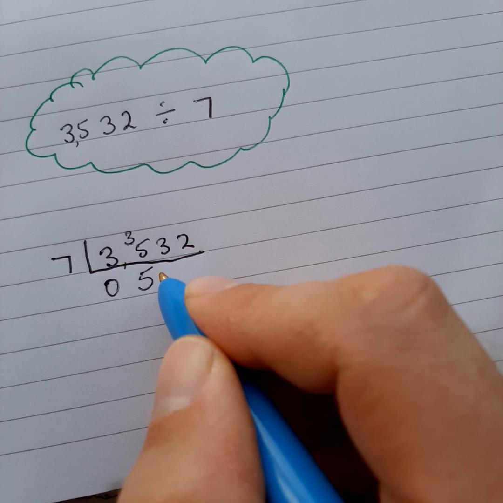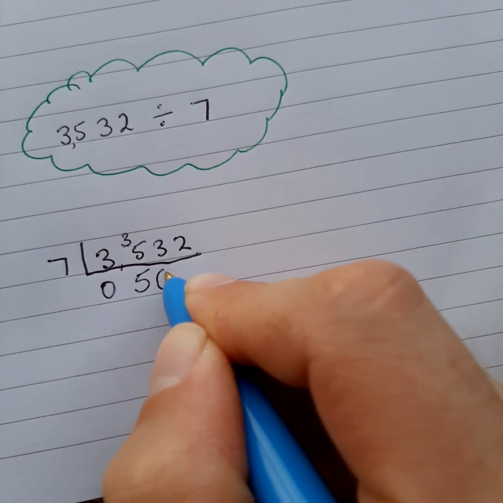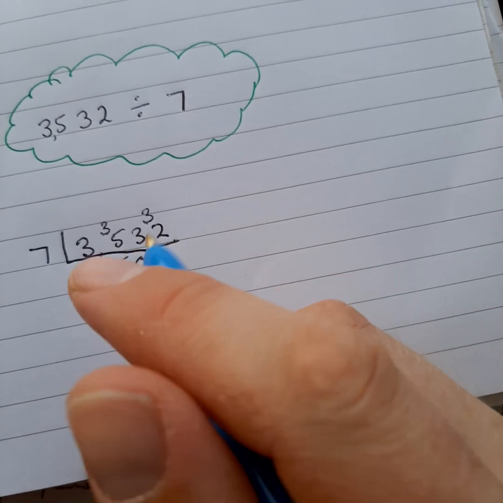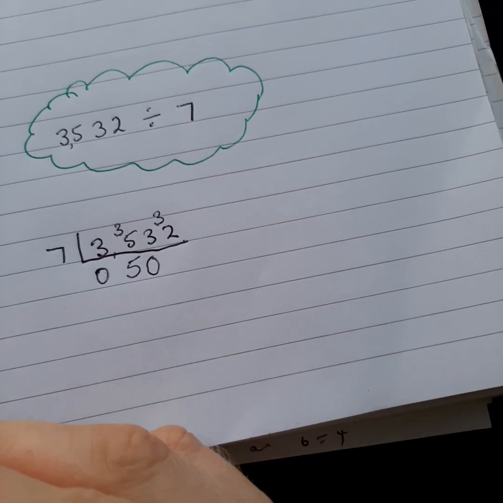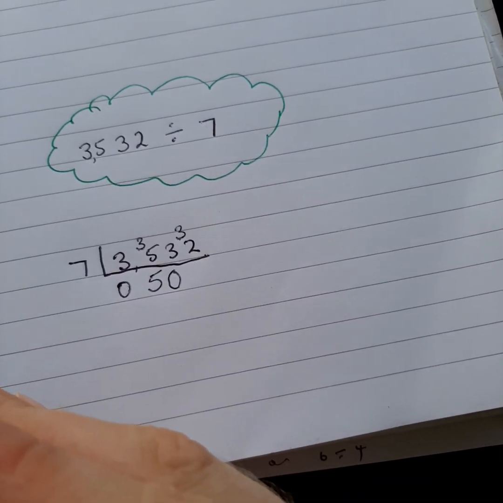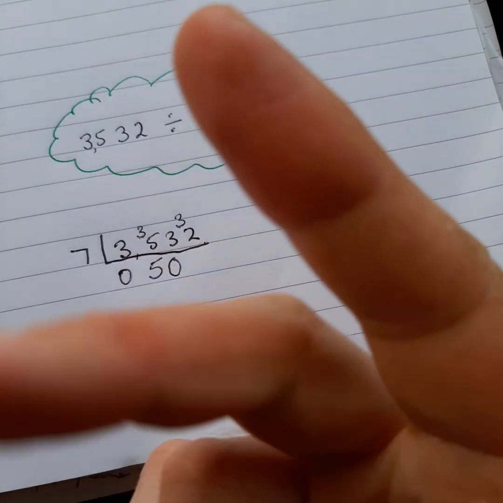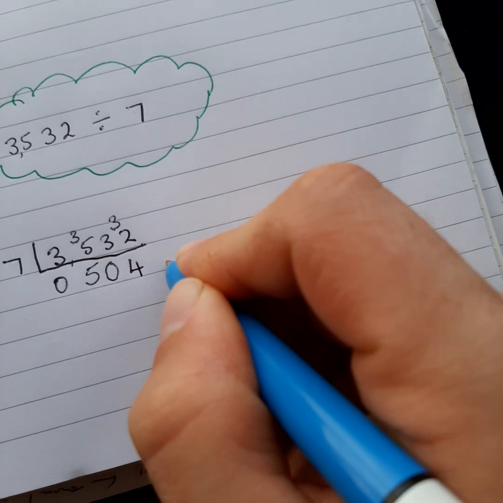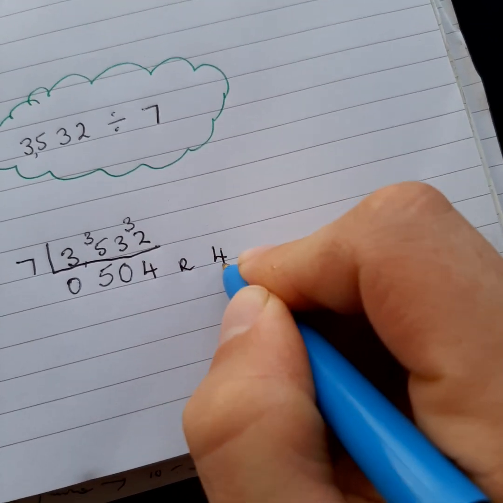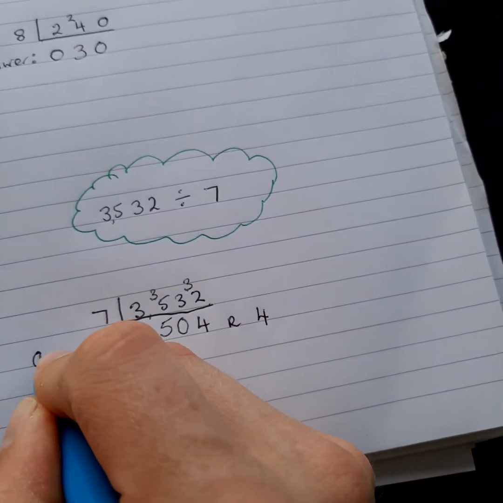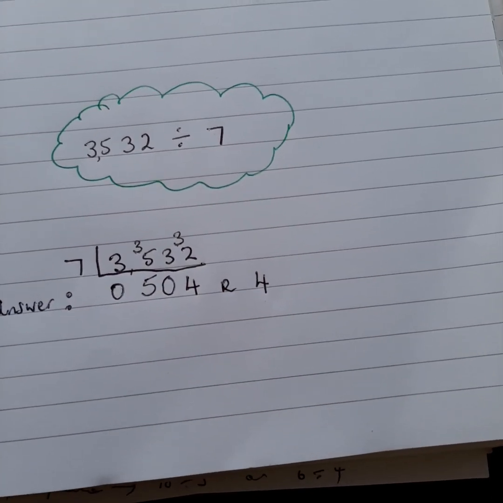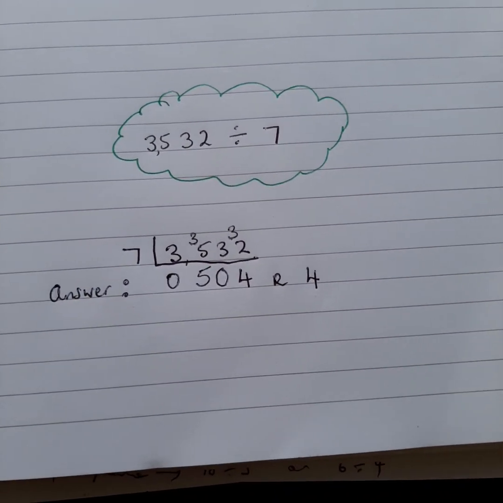7 into 3 goes 0 times because 7 is bigger than 3. Remainder 3. 7 into 32. Let's count up on 7. 7, 14, 21, 28, 35. Now I'm counting too far. So 7, 14, 21, 28. That's 4 times. Remainder 4. So my answer, third and fourth class maths, is 504, remainder 4.